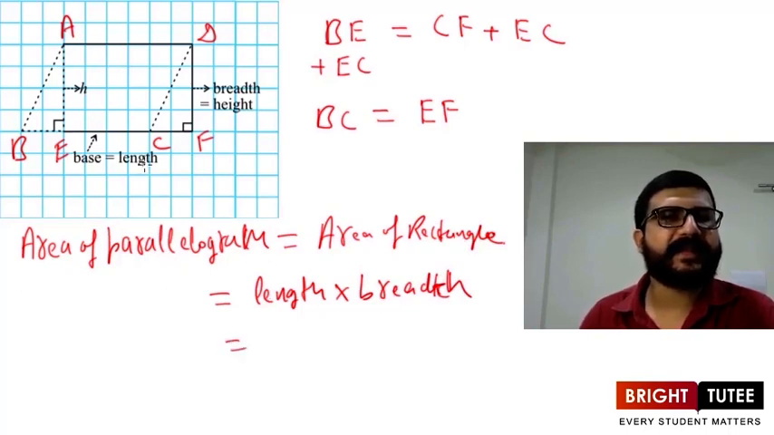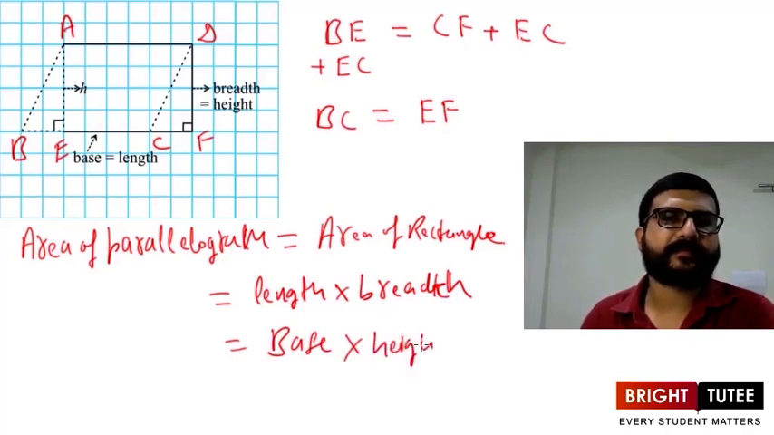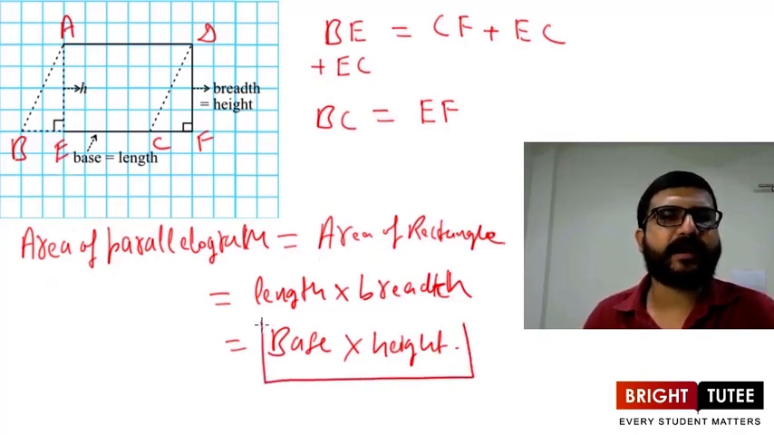Now what is length here? Length is equal to the base of the parallelogram. So this is nothing but base into breadth of rectangle, which is equal to height of the parallelogram. So from here we can say area of parallelogram is equal to base into height, or we can say base into the corresponding height.